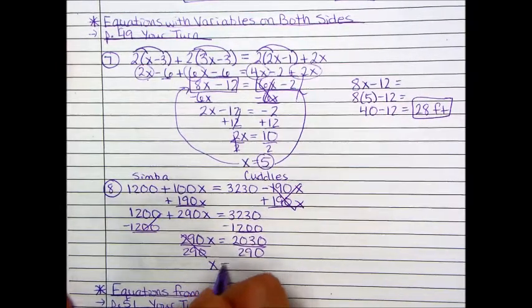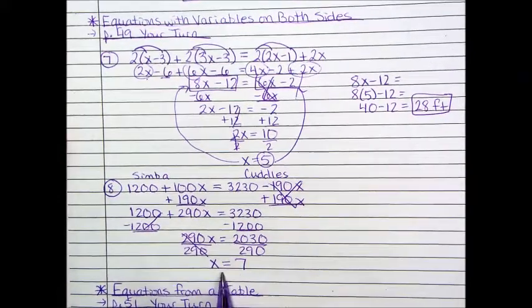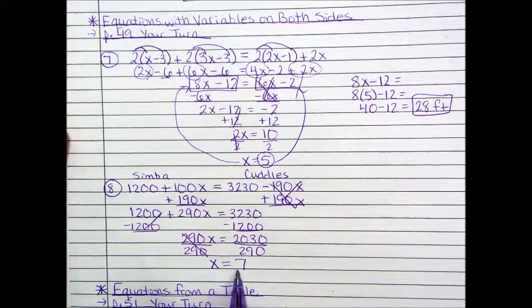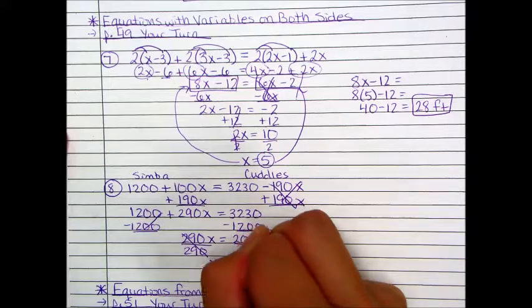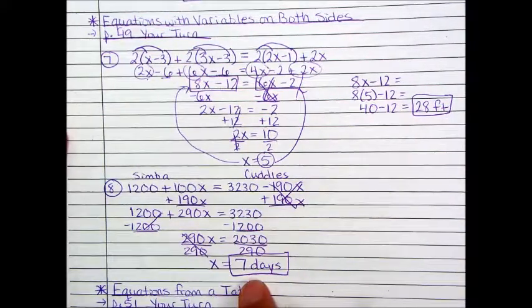So that comes out as x equals 7, and in this case, the x that we solved for, 7, means that it would take 7 days for these animals' diets to equal out to one another. So that was part of the question, but the question also did ask how many calories each animal would be consuming at that point.